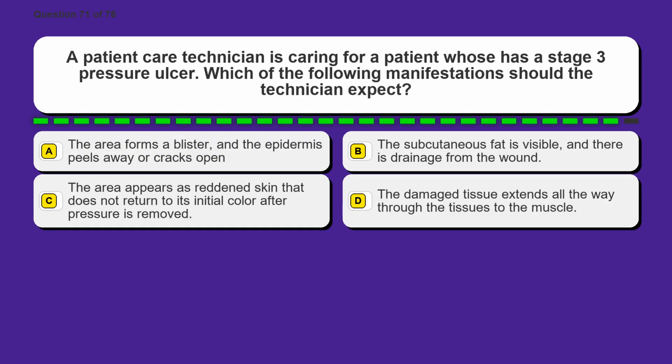Question 71. A patient care technician is caring for a patient who has a stage 3 pressure ulcer. Which of the following manifestations should the technician expect? Option A. The area forms a blister, and the epidermis peels away or cracks open. Option B. The subcutaneous fat is visible, and there is drainage from the wound. Option C. The area appears as reddened skin that does not return to its initial color after pressure is removed. Option D. The damaged tissue extends all the way through the tissues to the muscle.